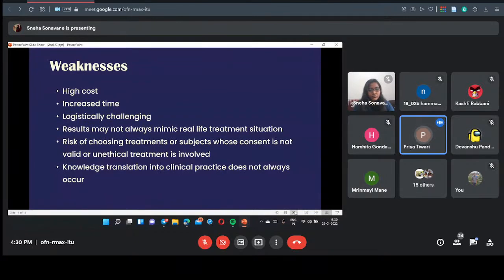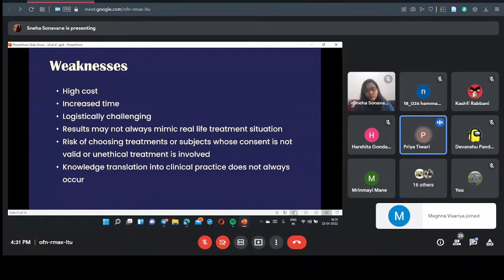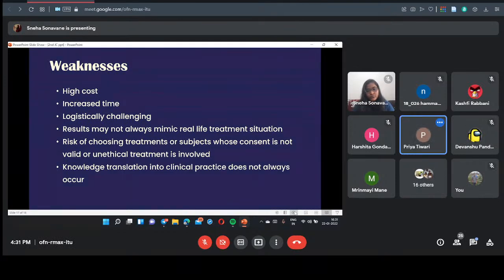Then results may not always mimic the real-life treatment situation, and there is a risk of choosing treatment or subjects whose consent is not valid, or unethical treatment is also involved. And then the knowledge translation into clinical practice does not always occur, because although it is a randomized trial, it is done in a controlled way.